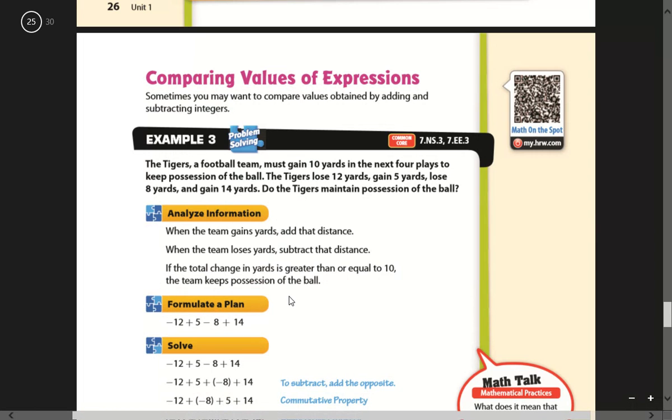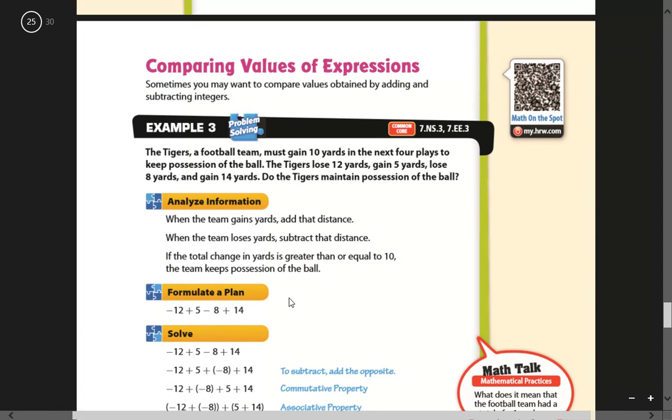Let's go to example 3. This time it's comparing. I will not read the complete problem, but let's underline the words that describe the integers. Gain means positive. The football team must gain 10 yards in the next 4 plays. So what are those 4 plays that the Tigers made? Lose means negative. Gain means positive. They lose again 8 yards, negative, and they gain again 14 yards.